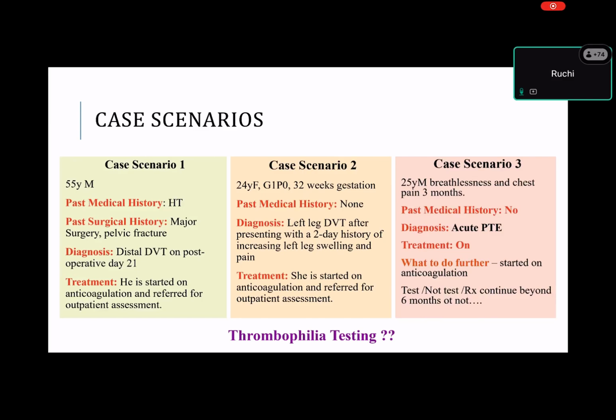And then if we see case scenario 3, it's a 25-year-old male, meaning that he's a young male with chest pain for past 3 months. There's no past otherwise history. By all imaging techniques, it was confirmed that the patient has acute PTE. He was started on anticoagulation. Now what? Should we test him? Should we not test him? How do we decide? Patient को 3 months का ही anticoagulation देना है, 6 months का देना है या lifelong देना है? और अगर देना भी है तो क्या देना है?